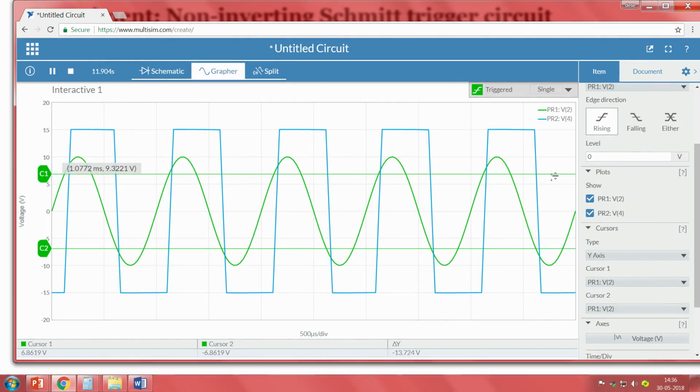Now, if I observe it here, when the input is greater than C1, I can see when I plot it here, it started moving to plus VCC, right. And when it is going to minus VCC, when the input is lesser than, observe, this is my C2 which is minus 6.86. Whenever the input is lower than this value, at this point it started moving from plus 15 to minus 15 volts.